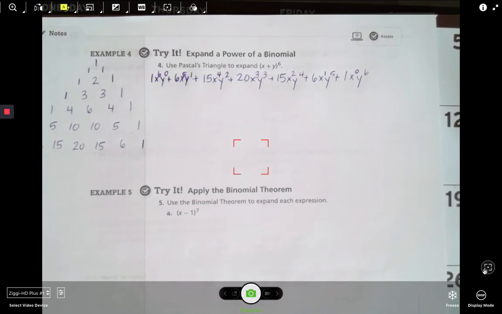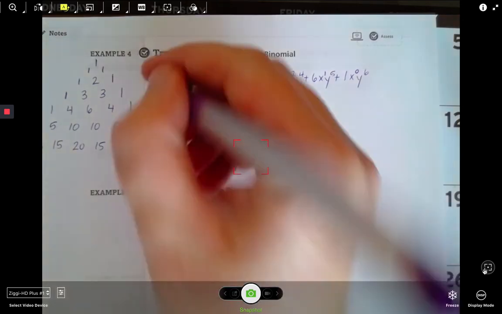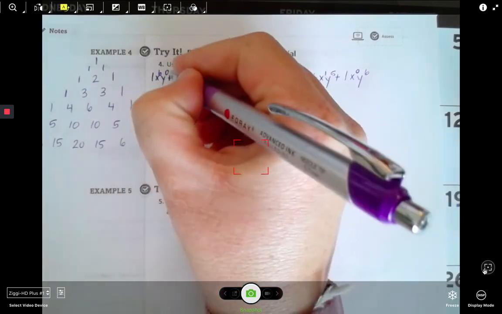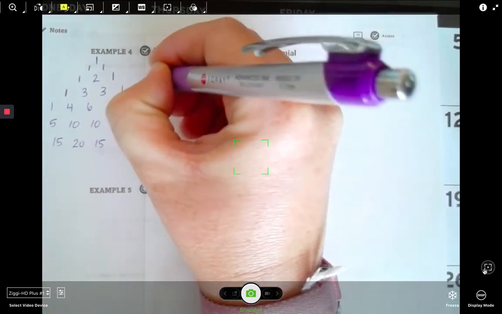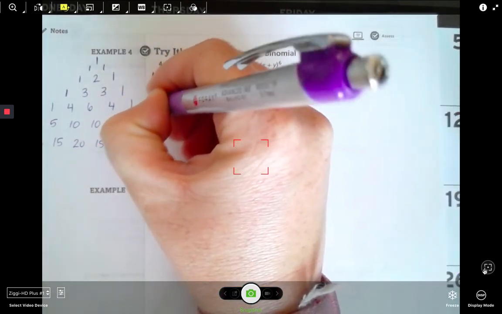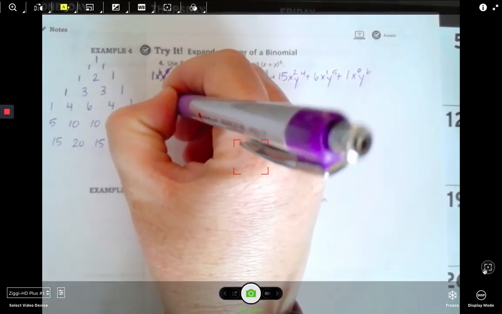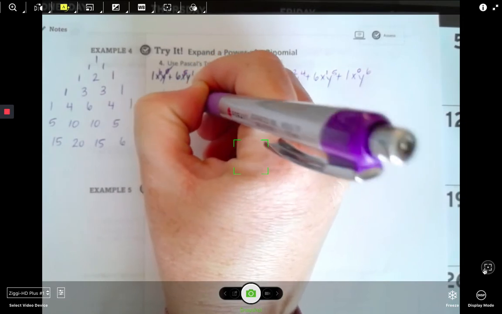Now we can clean this thing up a little bit. Not much to clean up here. We can just get rid of anything raised to the 0 power, because anything raised to the 0 power is always 1, okay? I'm going to cross it out. And 1 times x to the 6th is just x to the 6th. Would y'all agree? Plus 6x to the 5th y.